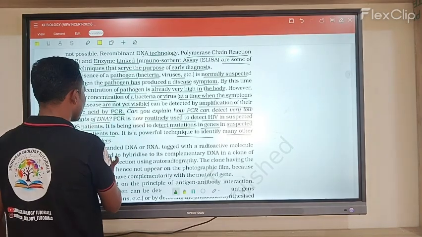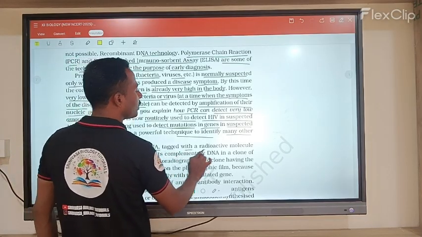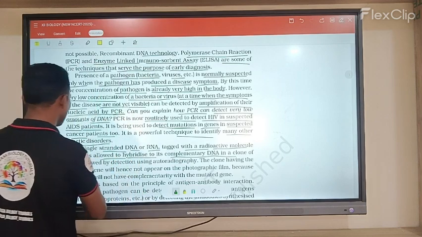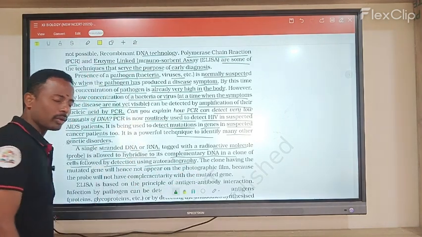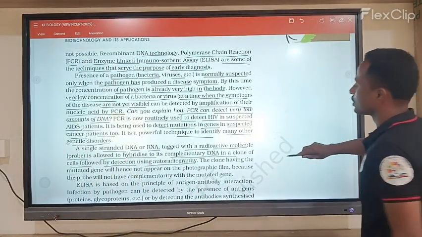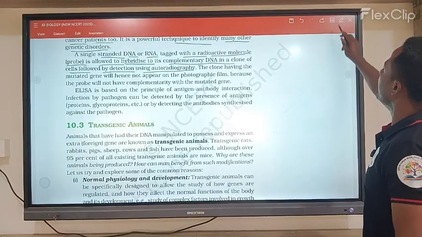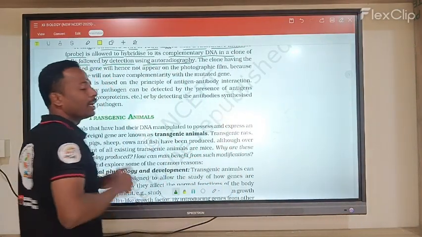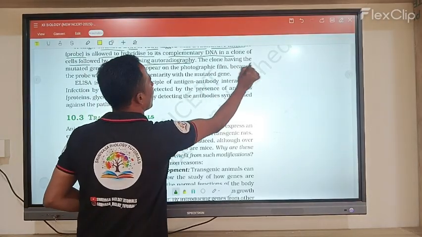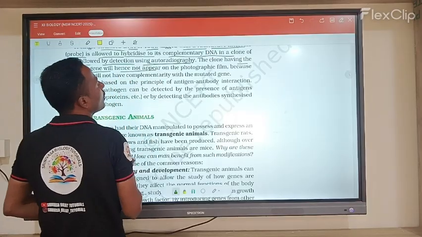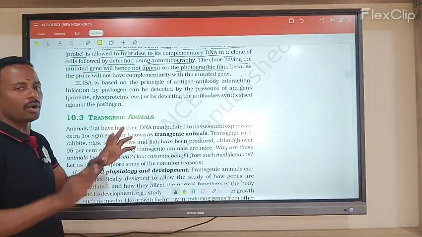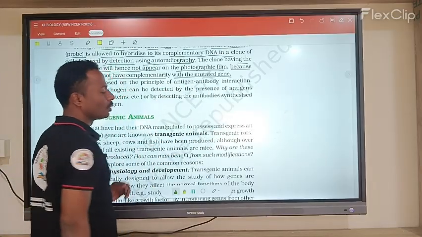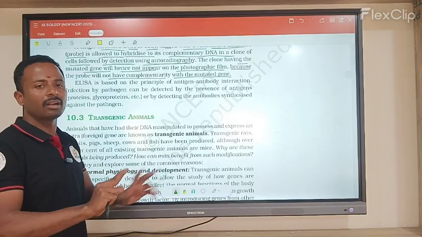Next, a single stranded DNA or RNA tagged with a radioactive molecule, a probe, is allowed to hybridise to its complementary DNA in cloned cells, followed by detection using autoradiography. The clones having the mutated gene will not appear on the photographic film, because the probe will not be complementary to the mutated gene. Since the two do not complement each other, that gene is not detected.